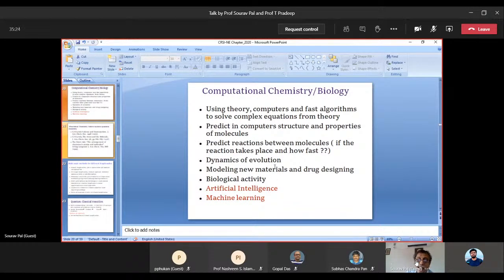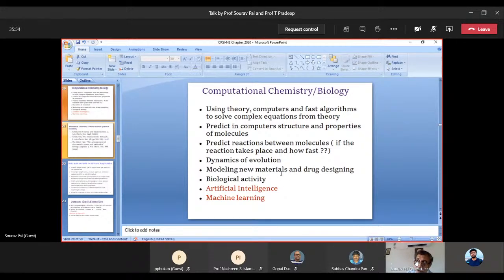Computational chemistry, and even computational biology, is not just the domain of physics; it has gone into chemistry and biology. Using theory, computers, and very fast algorithms, we can now solve complex equations from theory. We can predict in computers the structure and properties of molecules, predict reactions between molecules, and the dynamics of evolution. We can model new materials.